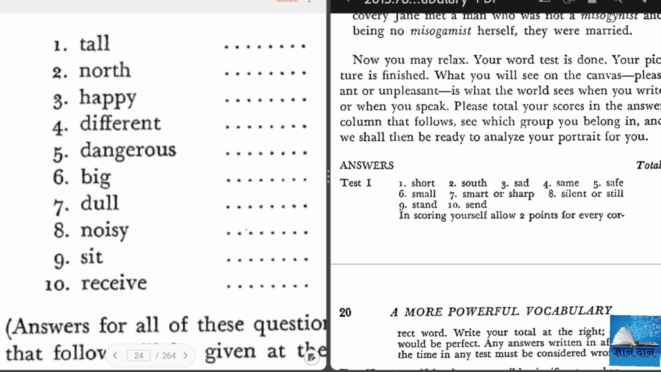In scoring yourself, allow 2 points for every correct word. Write your total at the right. 20 would be a perfect score. Any answers written in after the time in any test must be considered wrong.